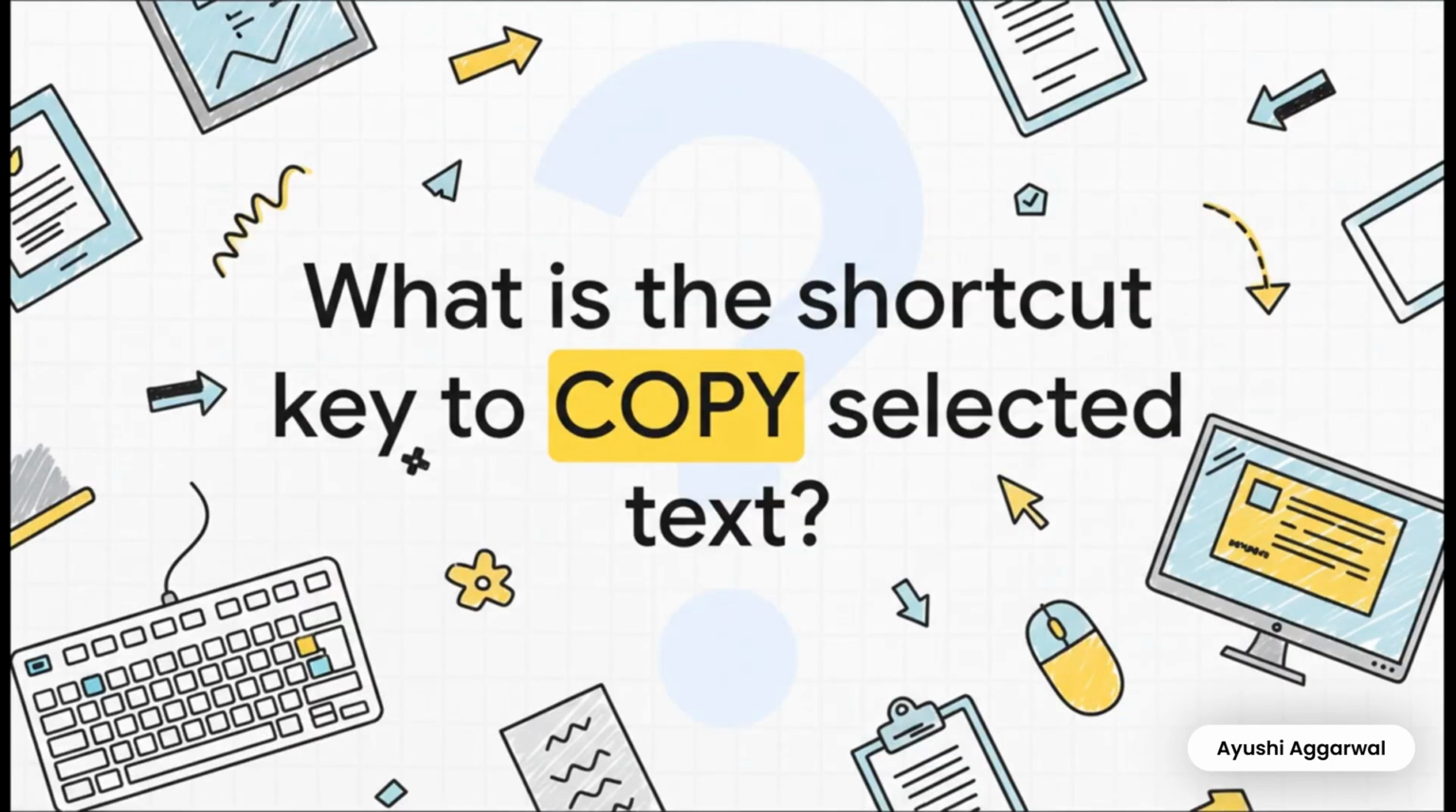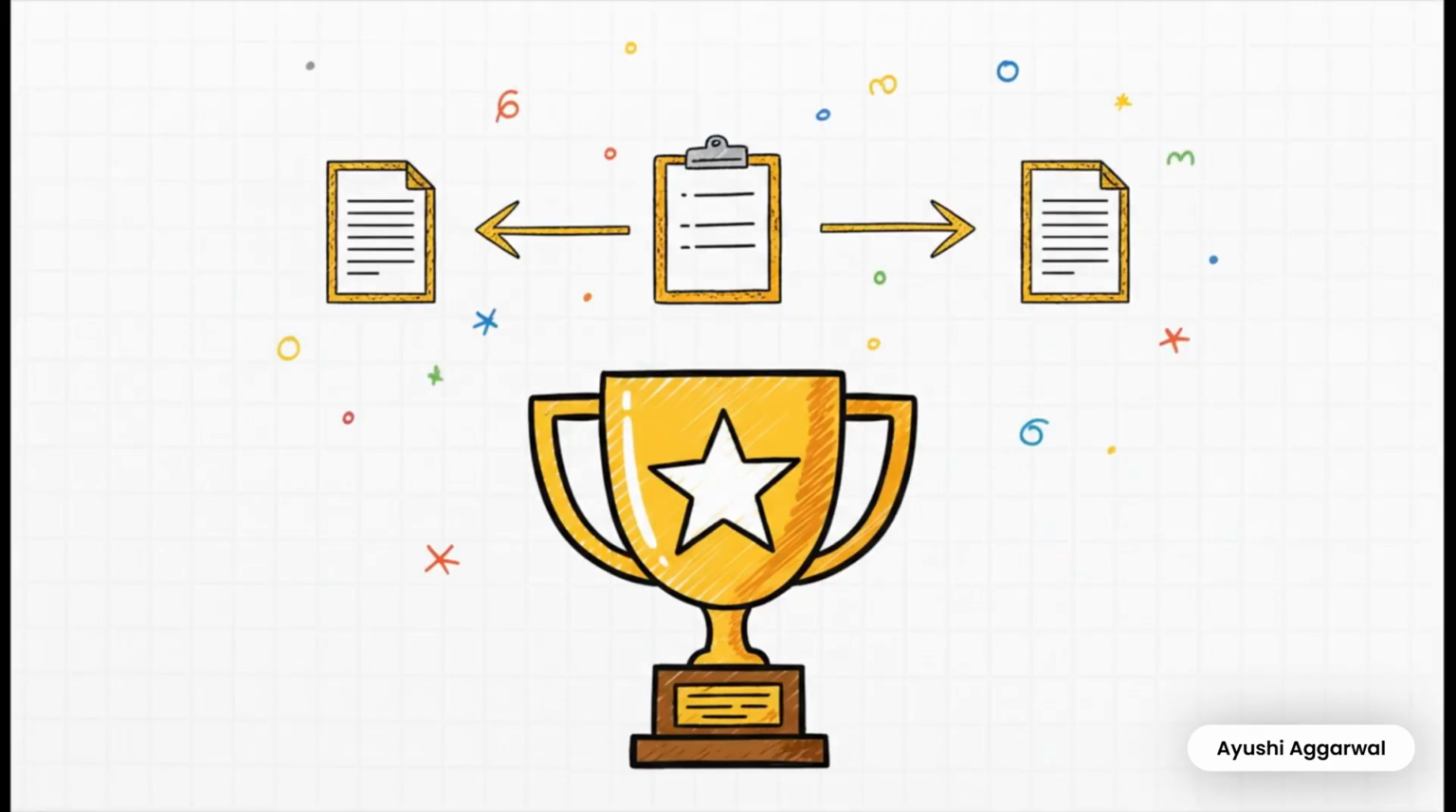All right, last question for the quiz. This is one of the very first ones we learned. What's the shortcut key to copy text? Is it A, Ctrl X, B, Ctrl V, or C, Ctrl C? This should be an easy one. And the answer is, of course, C. Ctrl C. Fantastic job. I hope you got all of them right. That's the end of our little quiz.